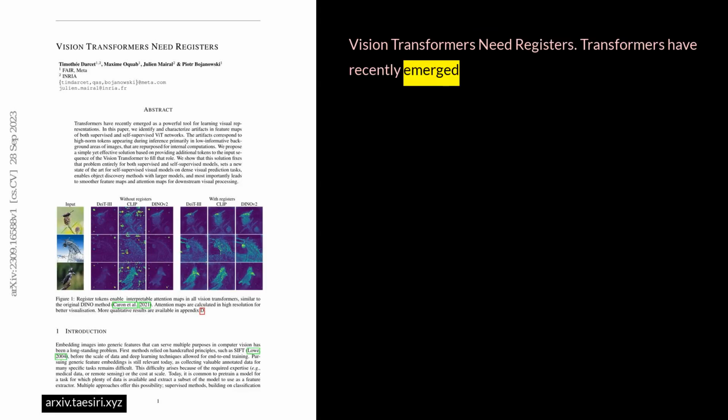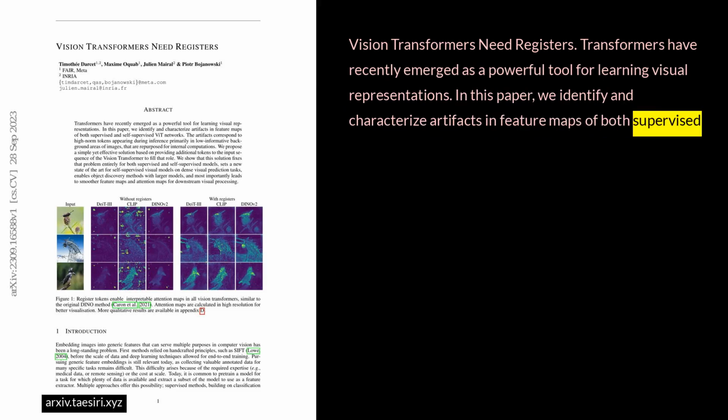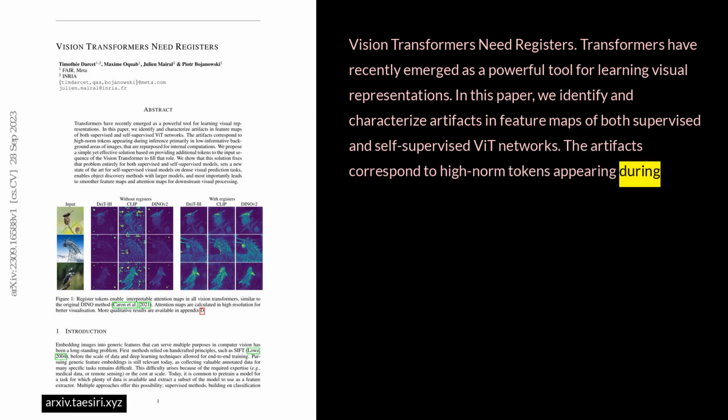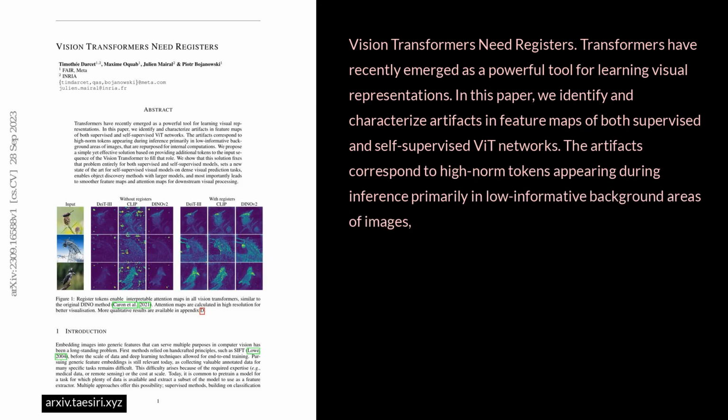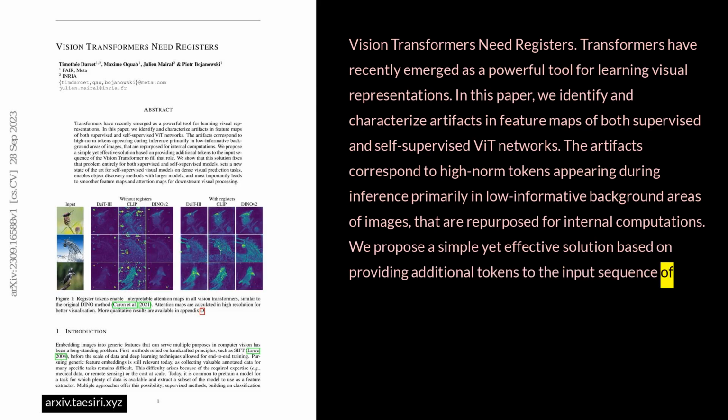Vision transformers need registers. Transformers have recently emerged as a powerful tool for learning visual representations. In this paper, we identify and characterize artifacts in feature maps of both supervised and self-supervised ViT networks. The artifacts correspond to high-norm tokens appearing during inference primarily in low-informative background areas of images that are repurposed for internal computations. We propose a simple yet effective solution based on providing additional tokens to the input sequence of the vision transformer to fill that role.